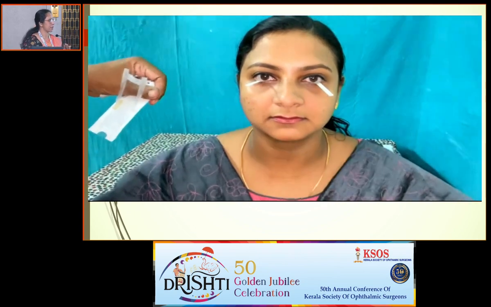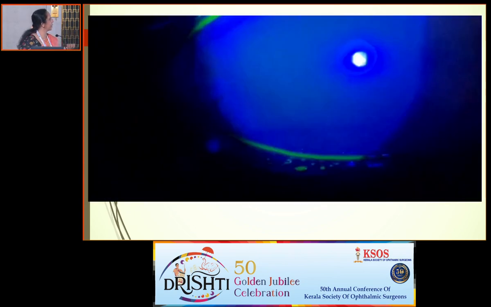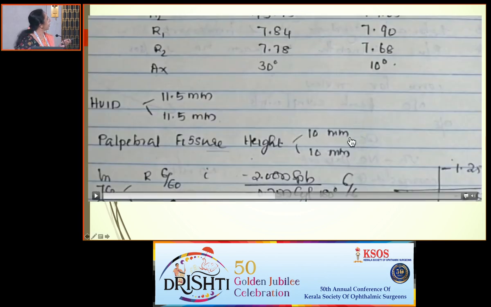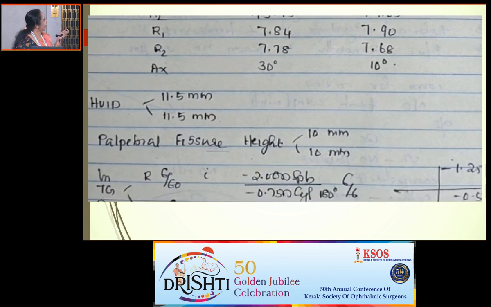Now, Schirmer test to evaluate whether there is any dry eye. T-BUT also has to be done for the patient. Now, these are the measurements. Then record all the measurements. You have the keratometry values. Average keratometry values will help you to find out the base curve of the lens. The horizontal visible iris diameter plus 2 millimeter will be your total diameter of the lens. Palpebral fissure height, the subjective refraction.